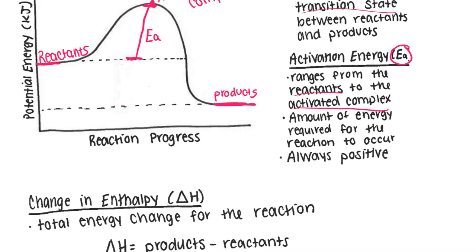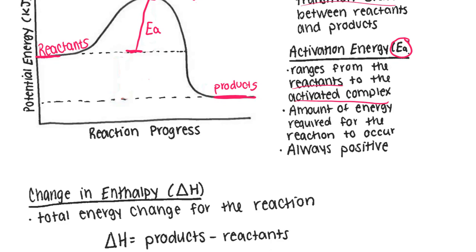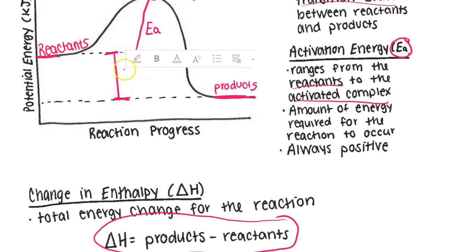Lastly, our change in enthalpy, delta H. This just tells me the total energy change for the reaction. And delta H is going to be the difference between the products and reactants. So here is the potential energy of my products. Here is the potential energy of my reactants. So this range is going to be my delta H value.